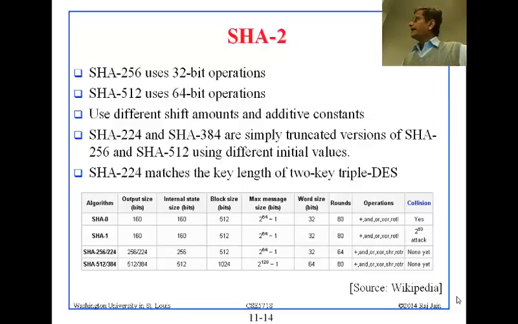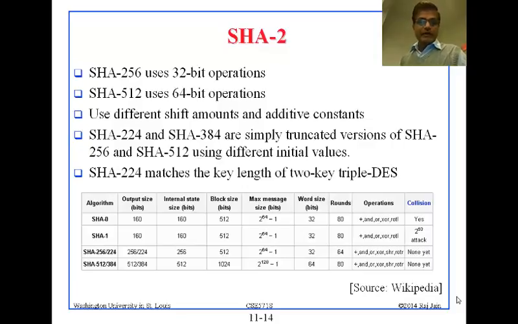Okay. And the reason people want 224 is because its strength is just half of that. What is its strength? How many bits is the strength of an n-bit hash? Half, n by 2. So 224 has 112, which is the strength of triple DES. Right? So that is the reason for 224.